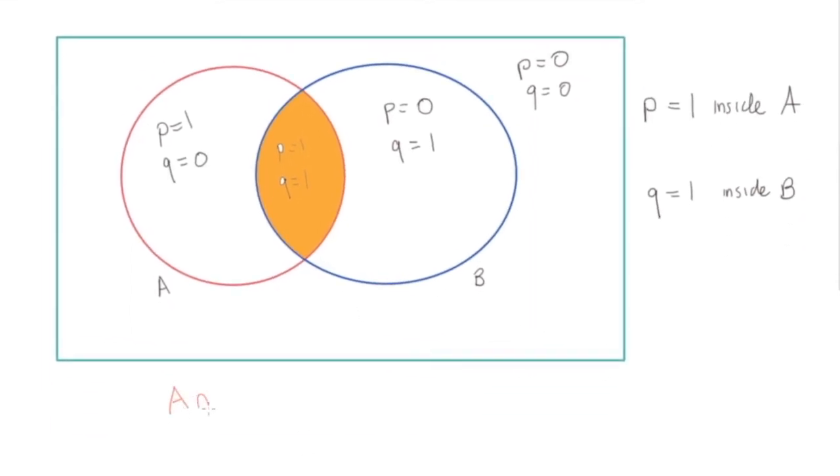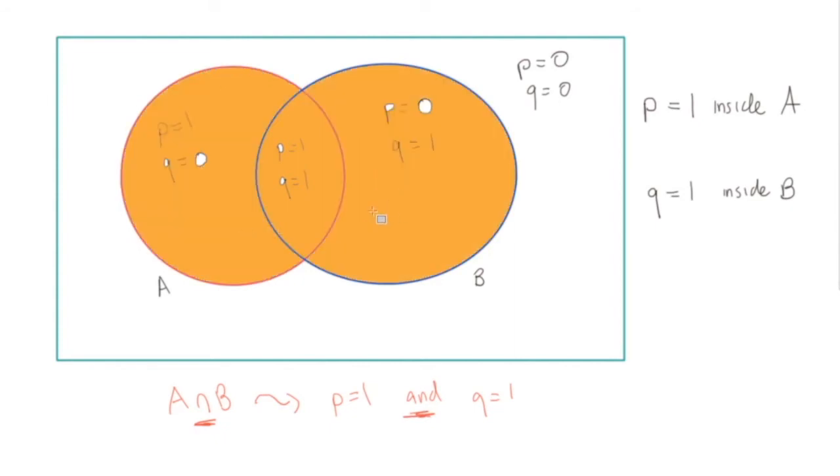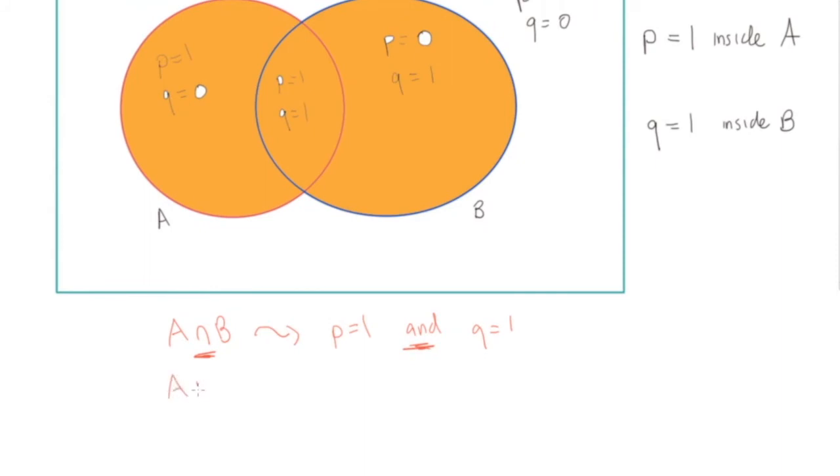Where A intersect B, then P equals 1 and Q equals 1. So again, we're seeing this correspondence between intersection and AND. If we were to take the union, then we'd color in these sections here. So you can see the union is any area where either P or Q equals 1. So A union B is either P equals 1 or Q equals 1. So again, we're seeing a correspondence between union and OR.